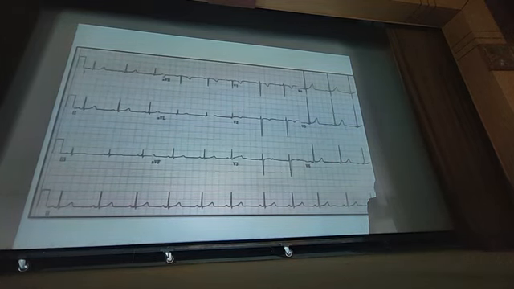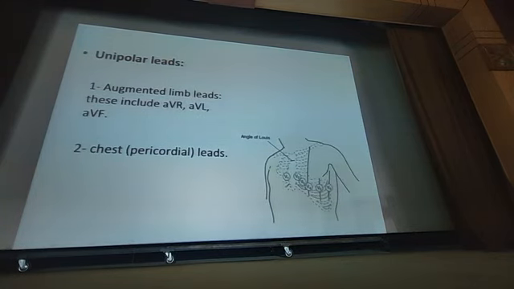And to examine the abnormality, you have to look at the waves and the intervals, the shape of the waves and so on, the segments. So that's why we have different leads. As unipolar leads, we have augmented limb leads, AVR, AVL, AVF, and chest leads. They are also called precordial leads, V1 to V6.